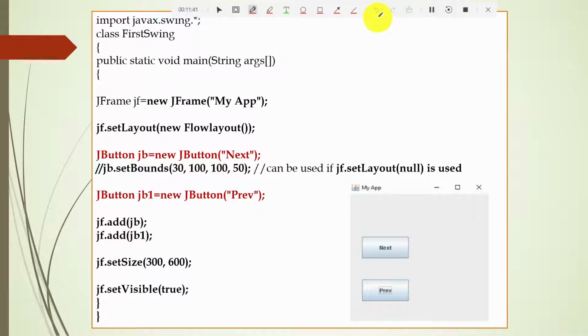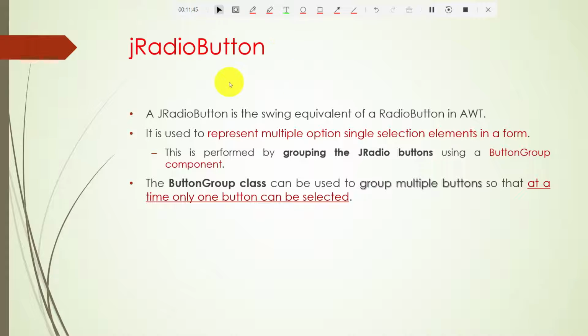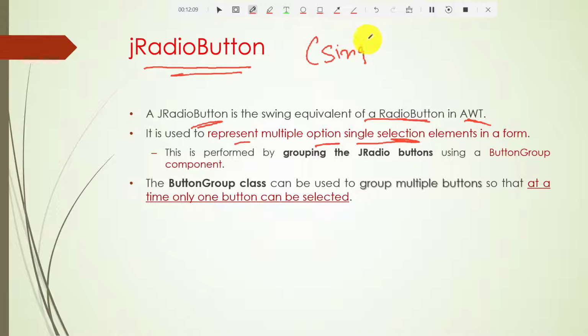Okay, so next type of button we are going to learn is nothing but a radio button. Okay, in swings it becomes the J radio button. It is also inherited from J component. So J radio button is the swing equivalent of a radio button in AWT. It is used to represent multiple option single selection. So here it is only single selection. That is important, students.